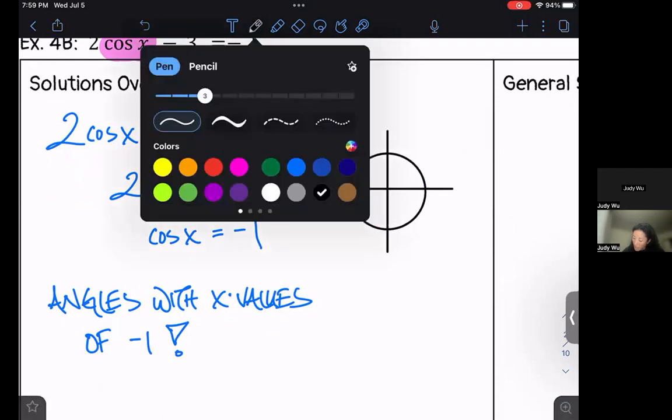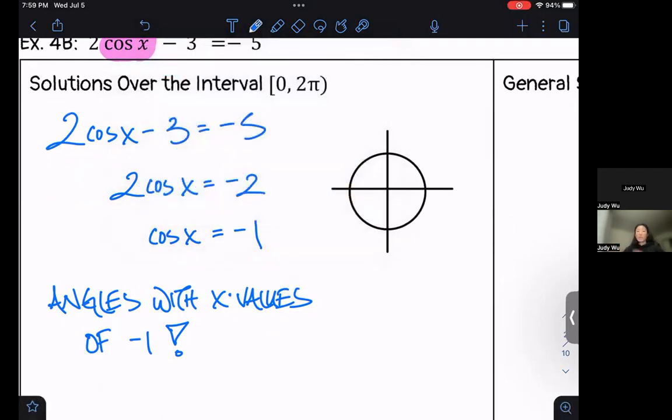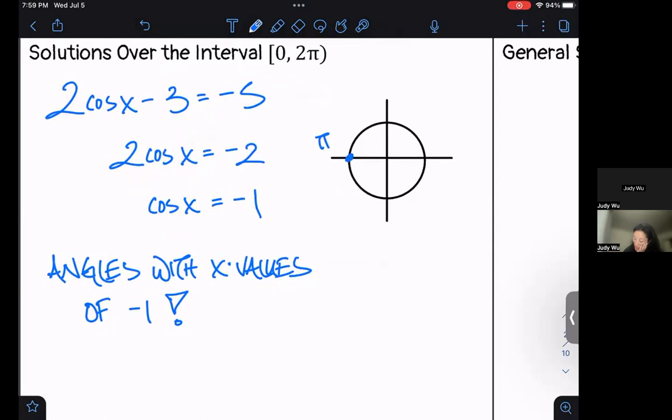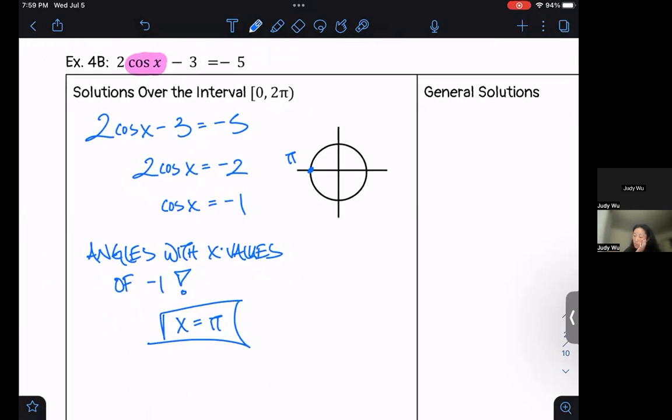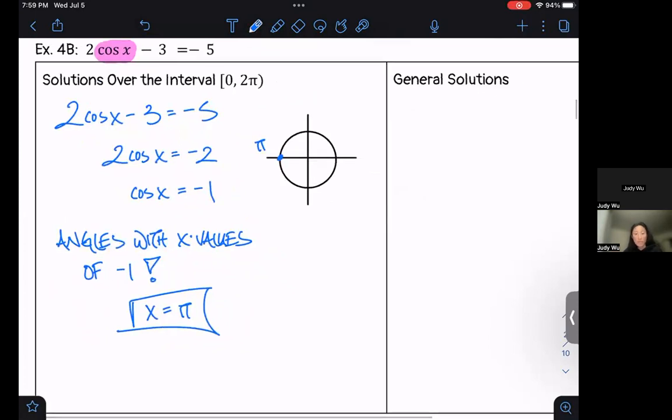Let's think, where is the x value of an angle negative 1? There's only one place. In fact, that is at pi. So in this case, x will equal pi. That is our only solution over the interval 0 to 2 pi.